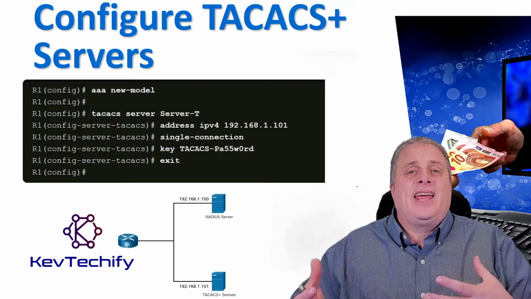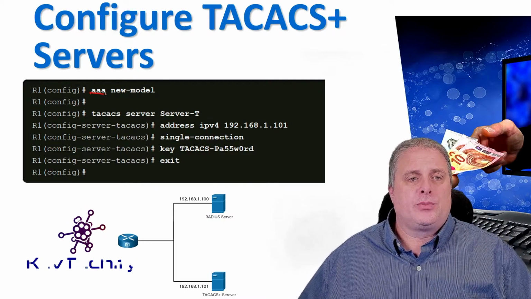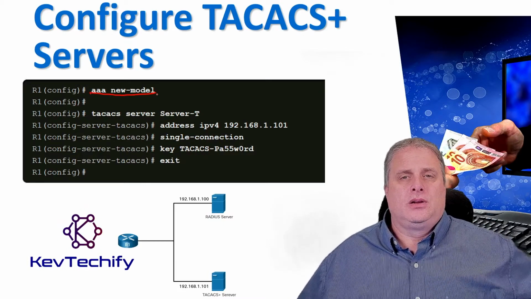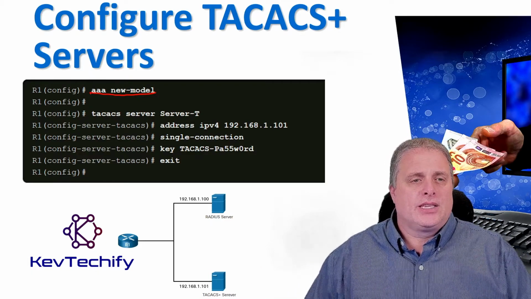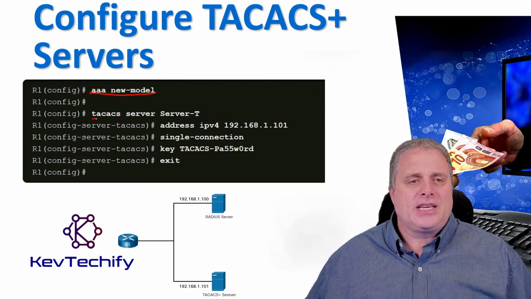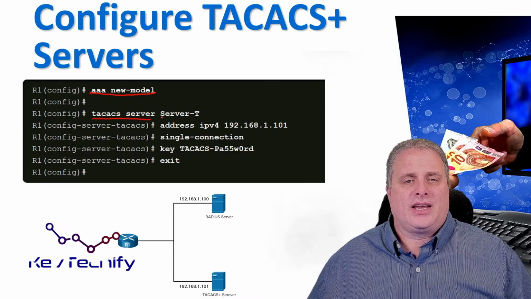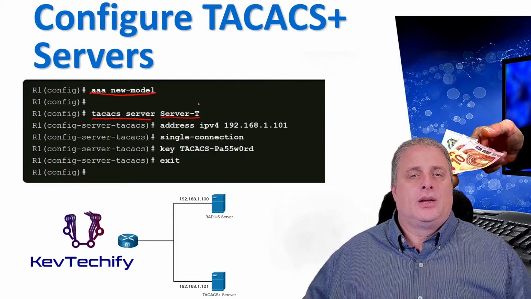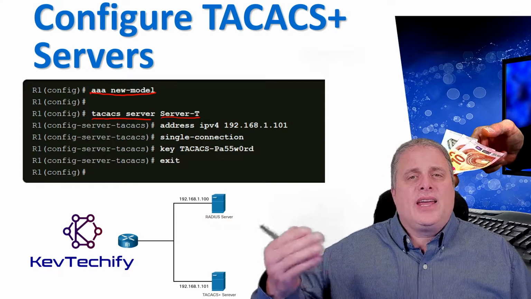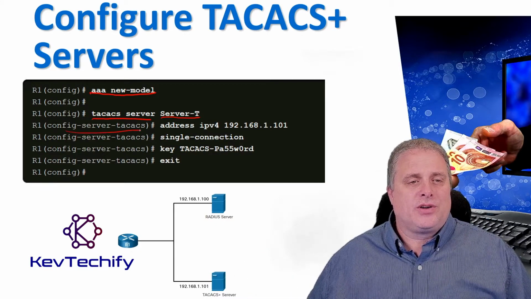To configure the TACACS Plus server, first thing we're going to do is enter in the AAA new model command here, and that's going to globally enable AAA. The next thing we're going to do is use the TACACS server command and specify the name of our TACACS server. Here we're using server T for TACACS server. After we do that, in the TACACS server configuration, once again, notice we are in TACACS server configuration. We can tell that by our prompt right here.